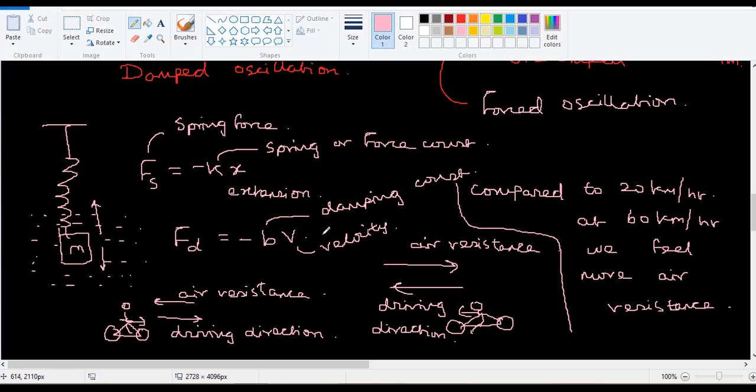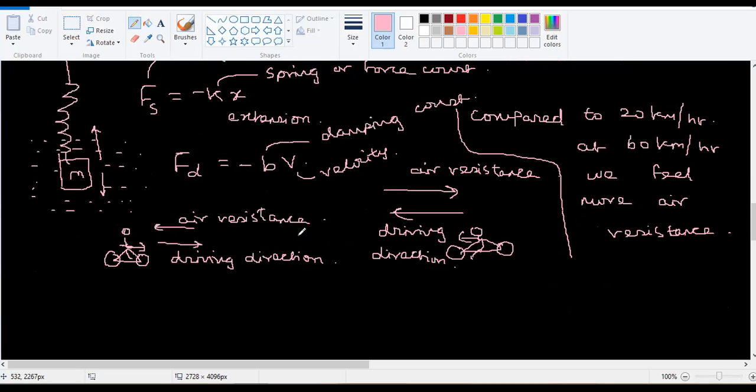Even if I'm driving at the same speed, suppose I was driving inside water, right? Then the damping constant will be higher. So the damping force by water will be much higher. So far I have given you two equations. One is due to the spring force, the other one is due to the damping happening in the fluid.